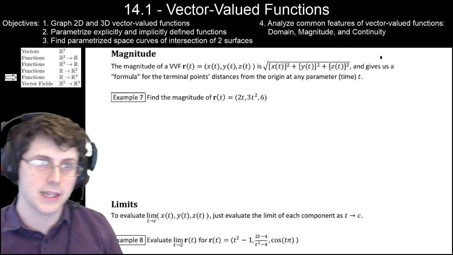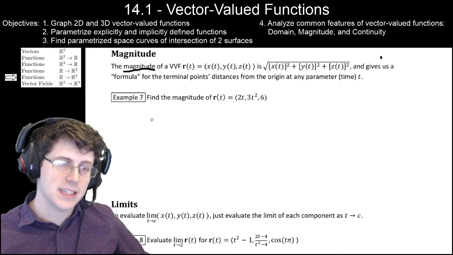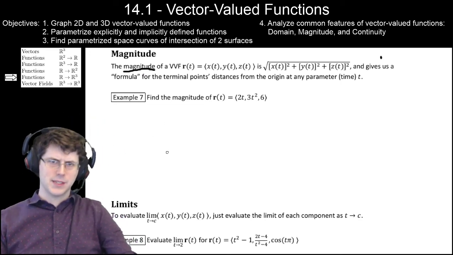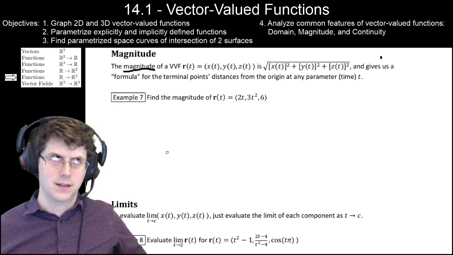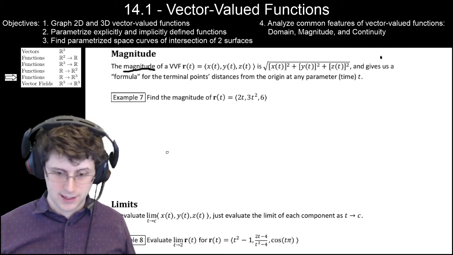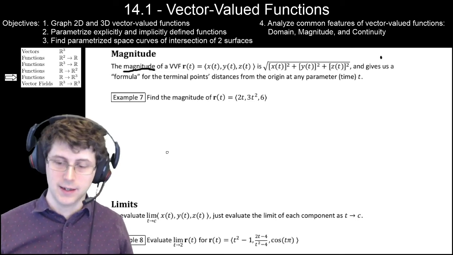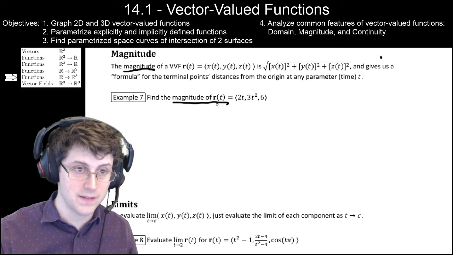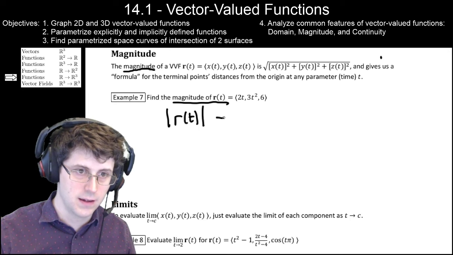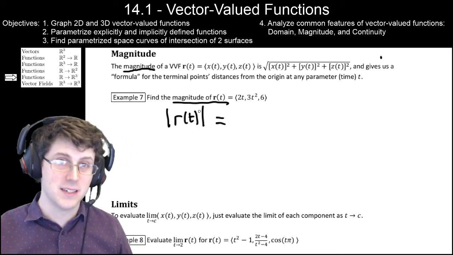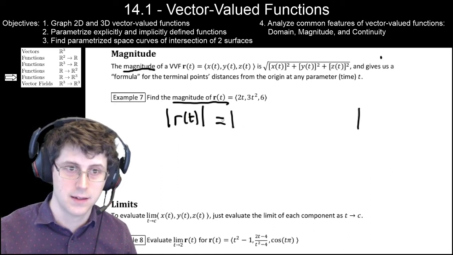Okay, what else can we do besides graphing and plugging in points? Well, we can find the magnitude. Now, we found the magnitude of a vector a lot. So what is the magnitude of a vector-valued function? Well, the magnitude of a vector-valued function just finds the magnitude of each output vector based on what you put in. So you would write it like this. The magnitude of r of t is the magnitude of r of t. And since I'm trying to find the magnitude of r of t, I'll drop r of t in between these magnitude bars.